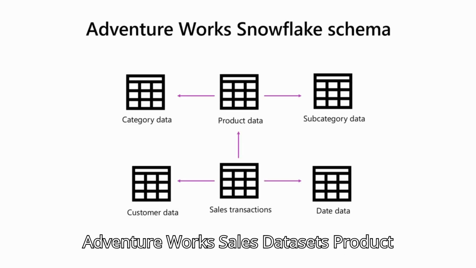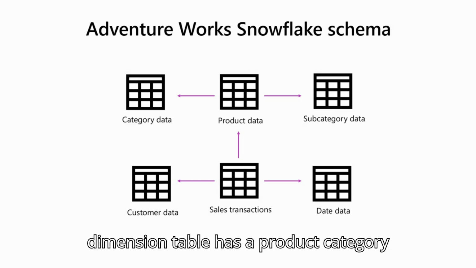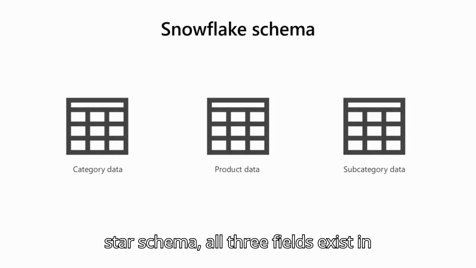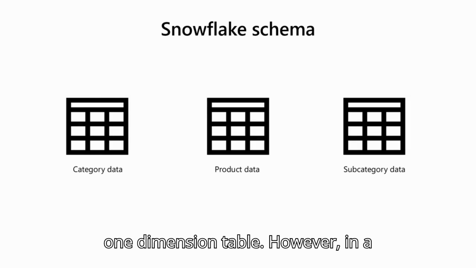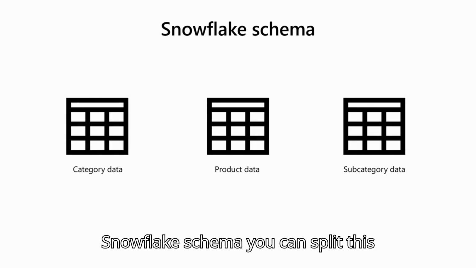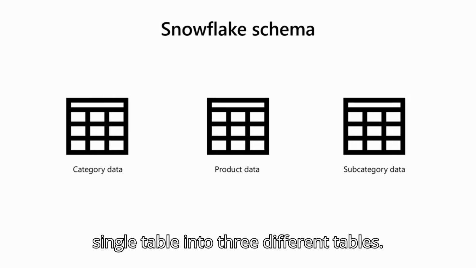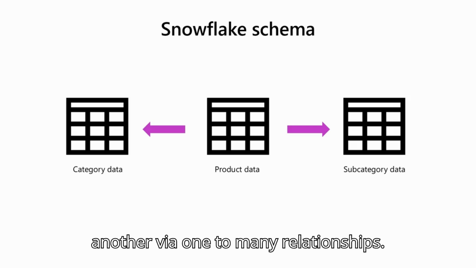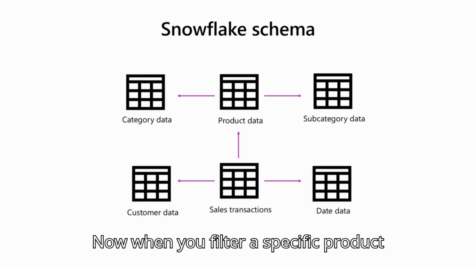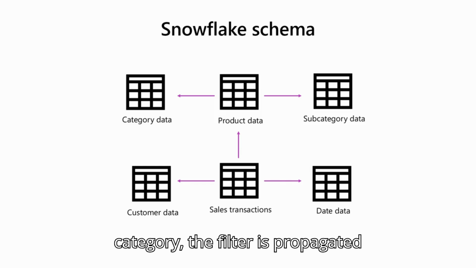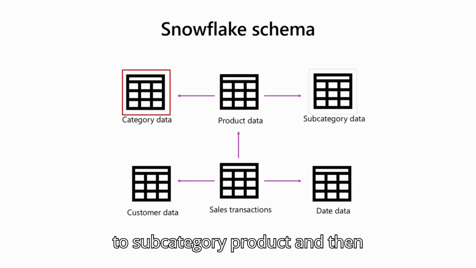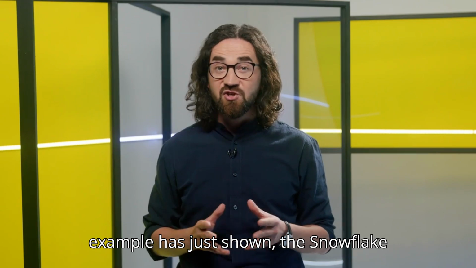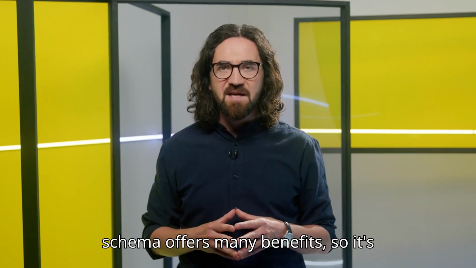For example, the AdventureWorks Sales Datasets Product Dimension table has a product category and a product subcategory. In a star schema, all three fields exist in one dimension table. However, in a Snowflake schema, you can split this single table into three different tables, and all these tables are related to one another via one-to-many relationships. Now, when you filter a specific product category, the filter is propagated through the tables from product category to subcategory, product, and then sales.